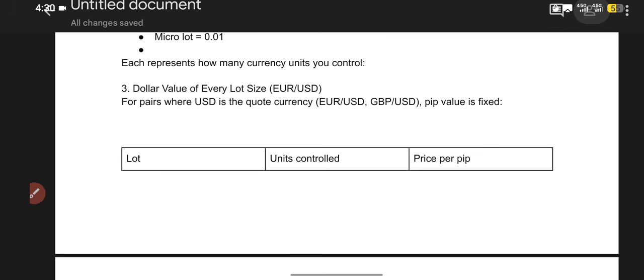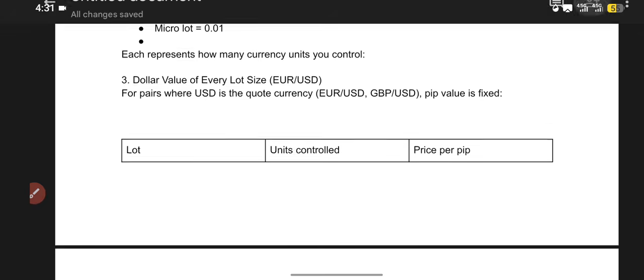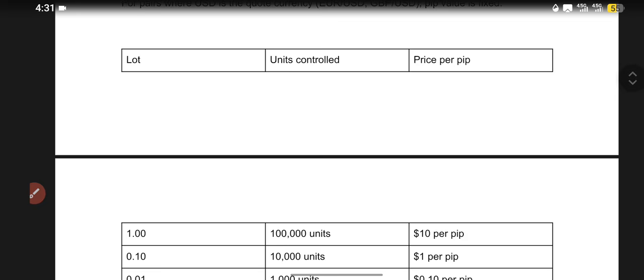Now, the dollar value of every lot size. For pairs where USD is the quote currency, like EUR/USD and GBP/USD, the pip value is fixed. That is why I like trading them, because their pip values are fixed. They don't change. Now let's look at this table.